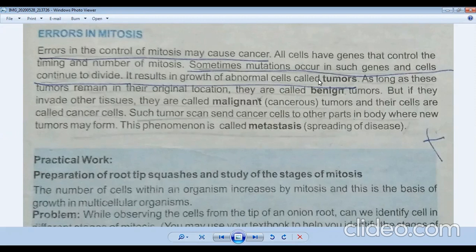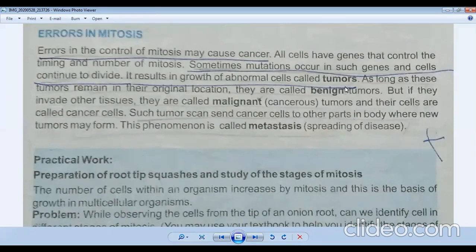Tumor means cancer. Now tumors are of two types. One is called benign and second is called malignant. There are two types of tumors. What is the difference between the two? First, we will discuss the benign.